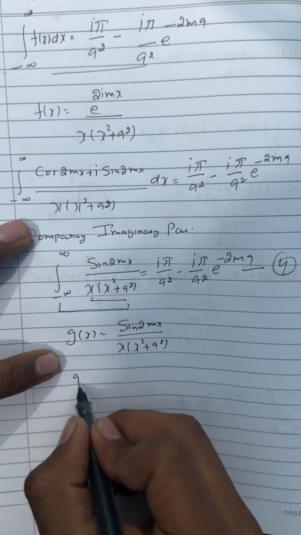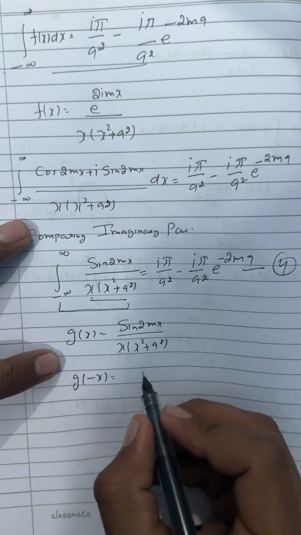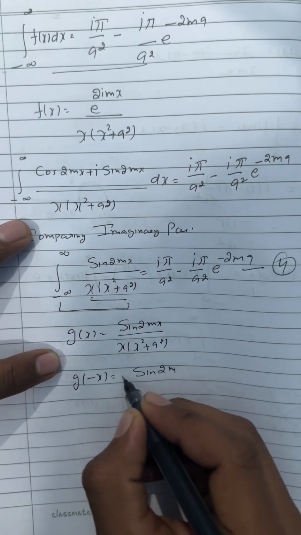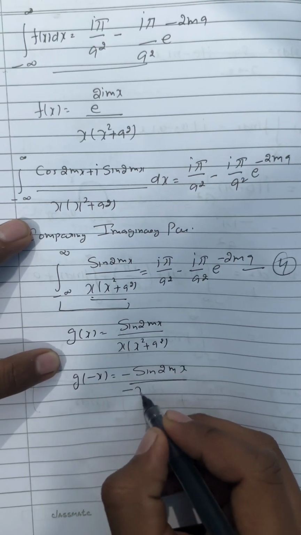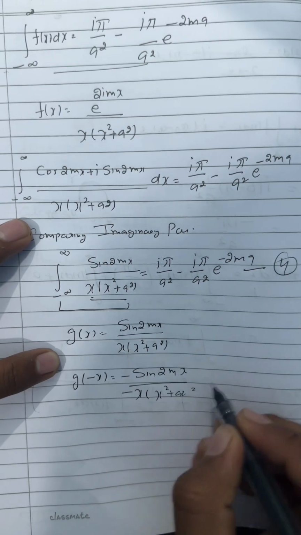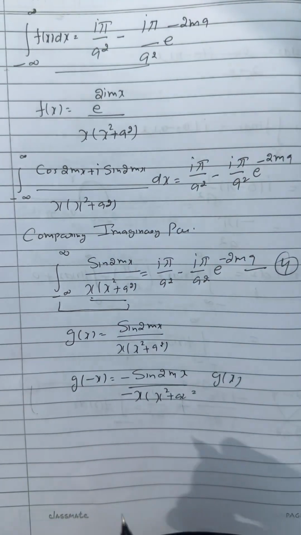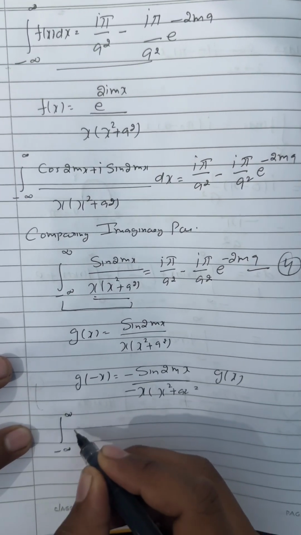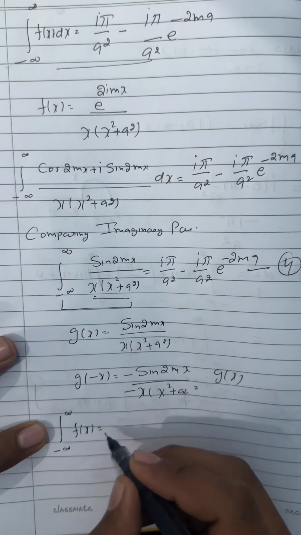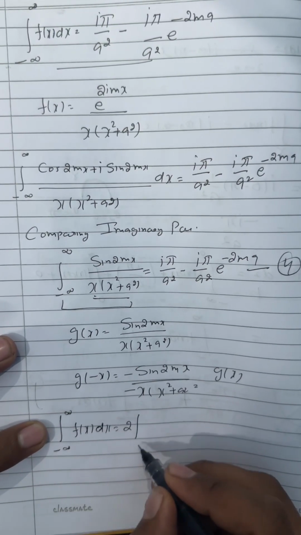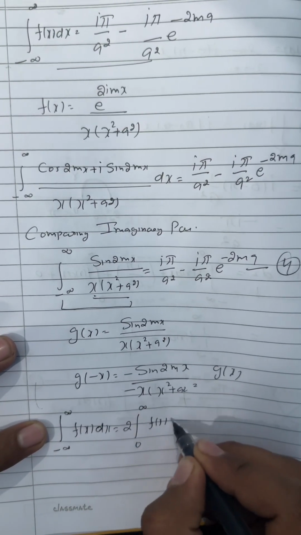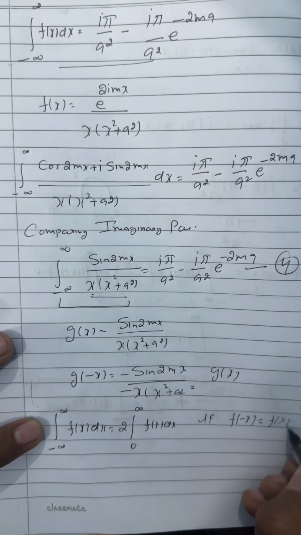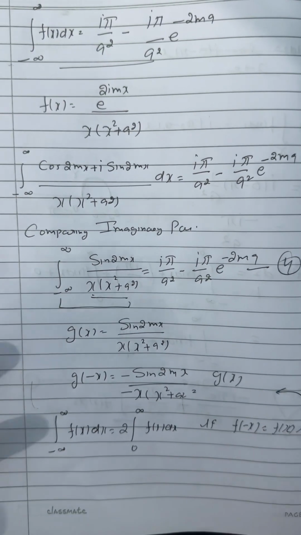Let's put minus x instead of x. We get sine of 2 times minus x, that is minus, and here also minus x, square plus a square. This is nothing but g of x. So do you remember the property of the integral? Integration from minus infinity to infinity of f of x is the same as 2 times the integral from 0 to infinity of f of x dx if f of minus x is equal to f of x. So I am going to use this here.